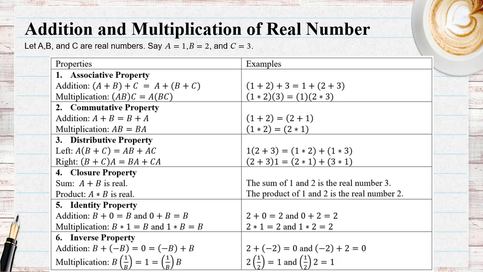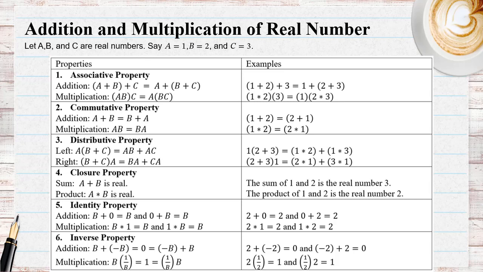Commutative property. For addition, we have A plus B equals B plus A. For multiplication, we have A times B equals B times A. Distributive property. A times the quantity B plus C is equal to A times B plus A times C. Also, the quantity B plus C times A is equal to B times A plus C times A.